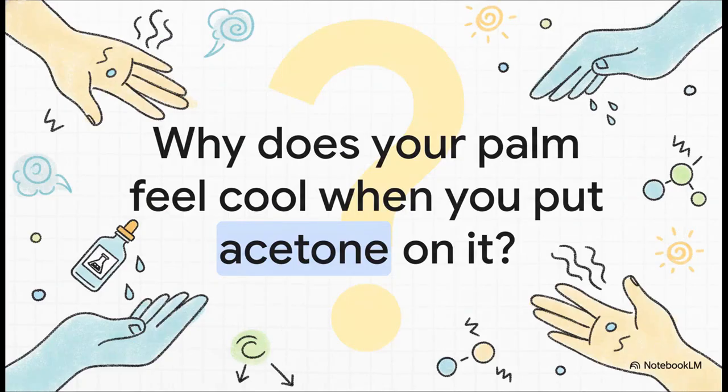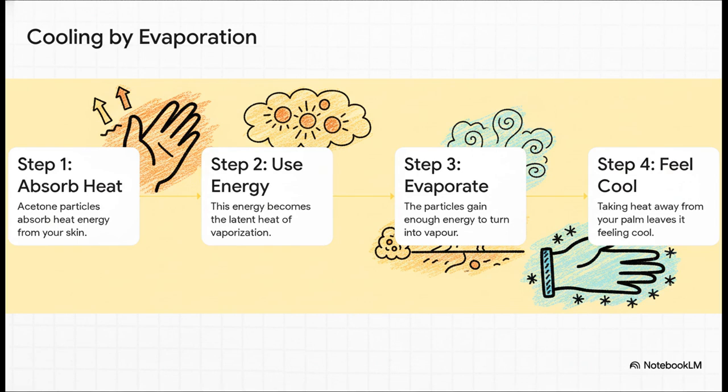So let's apply this idea. Why does your palm feel cool when you put some acetone or maybe some sanitizer on it? Think about what's happening. For the liquid acetone to evaporate, what does it need? Let's break down the answer step by step. The acetone particles need energy to evaporate, right? They get this energy from your palm, so the heat from your hand is absorbed by the acetone. This heat energy is used as the latent heat of vaporization, which gives the particles enough power to escape as a gas. And since your palm has lost heat, it feels cool.